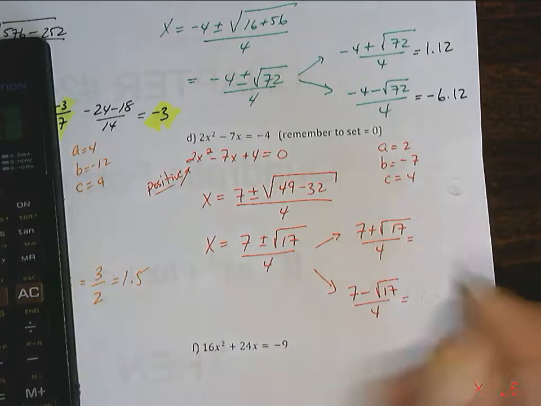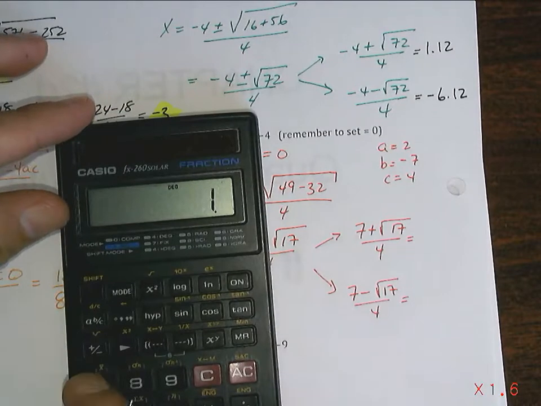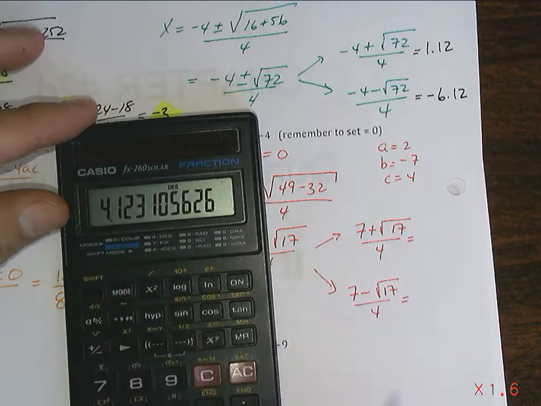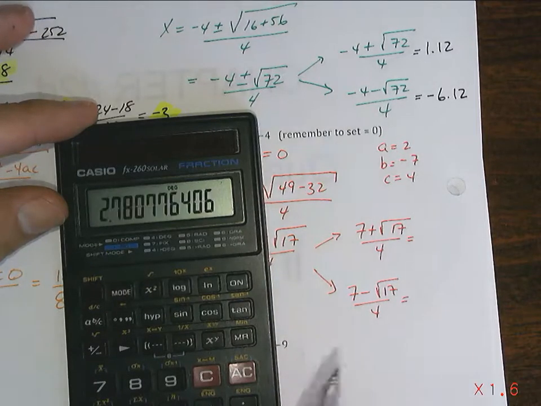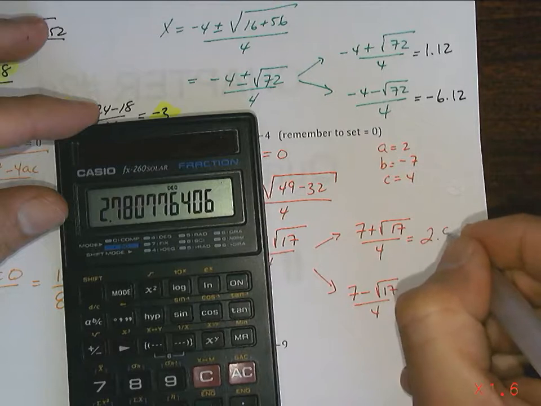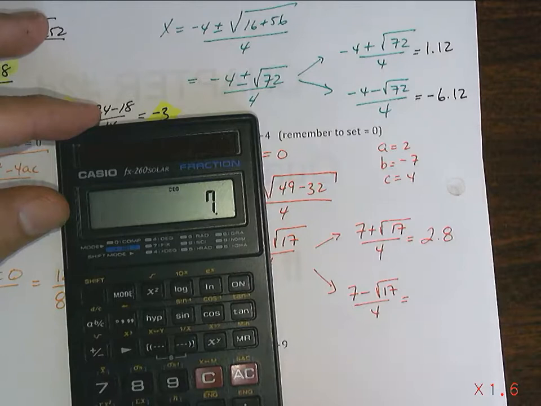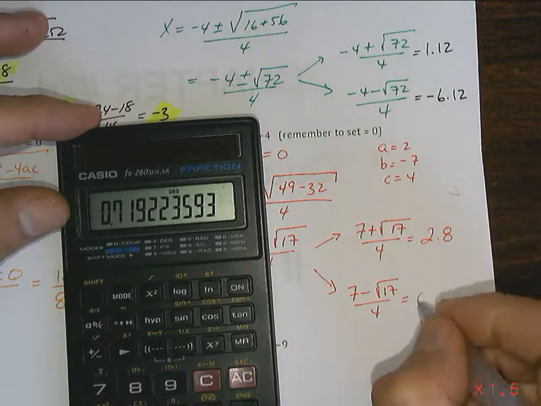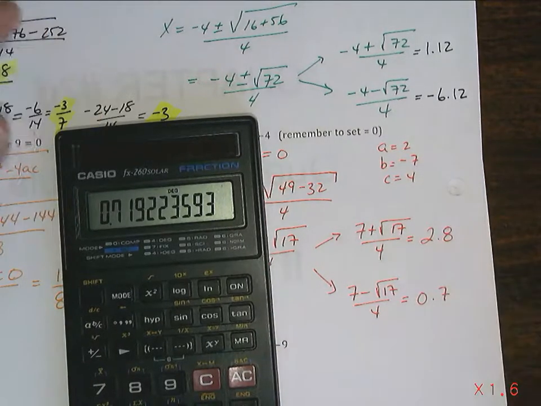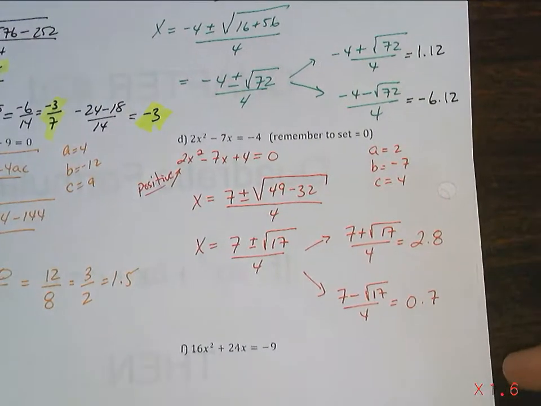So now how do you do that? You take your calculator, you do 7 plus 17 shift square root equals. That is the top. I then do divided by 4 equals. And I get 2.8 approximately. The one on the bottom, 7 subtract 17 square rooted equals divided by 4 equals 0.7. That's good enough.